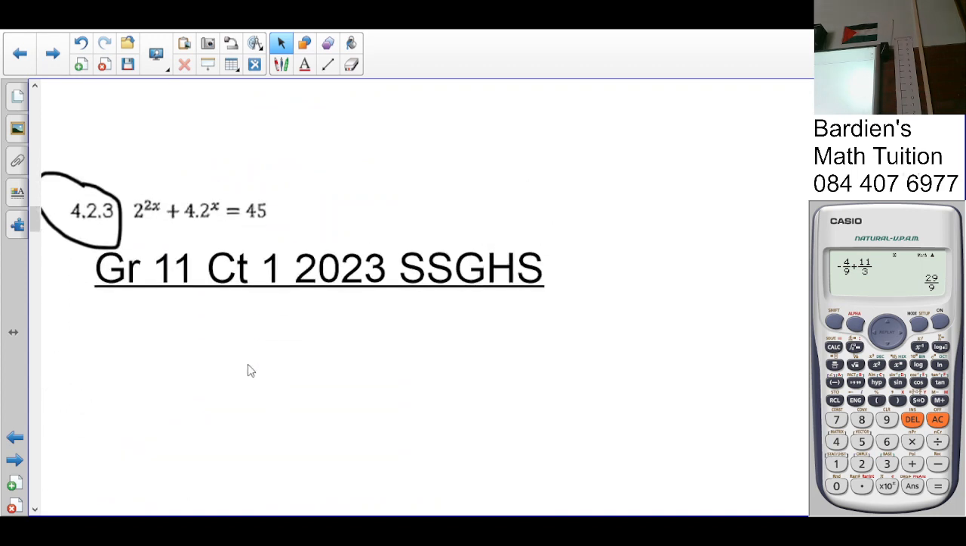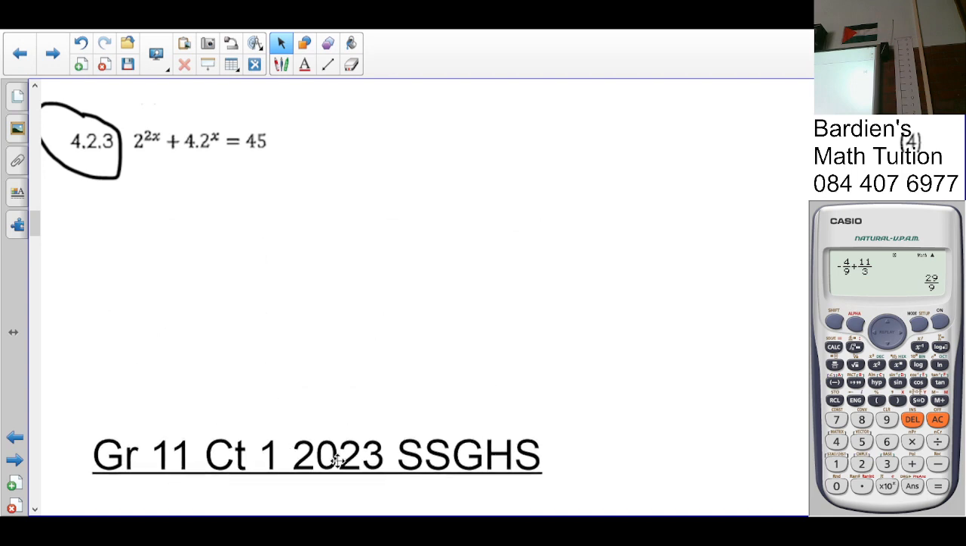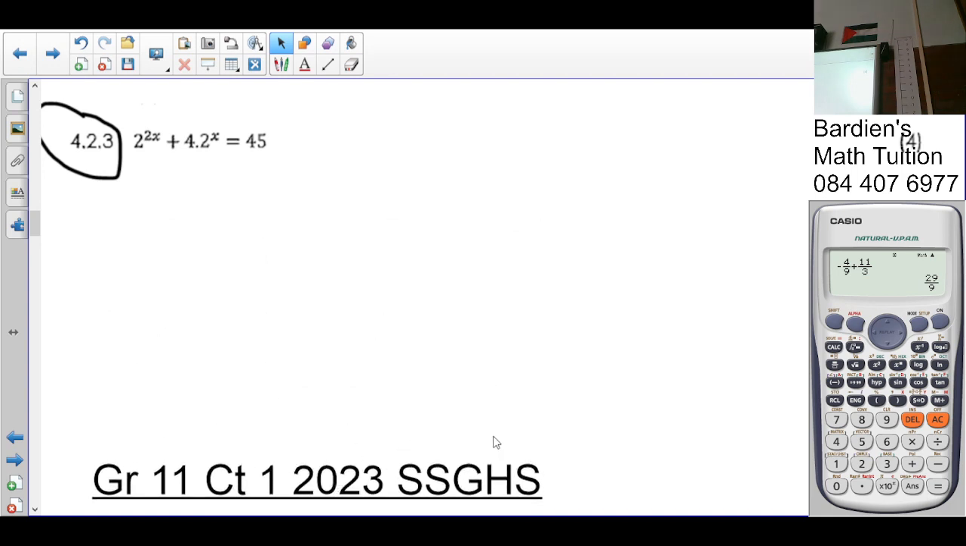You have a mistake in the sum, no? It was rewritten as 2 to the 2x plus 21 times 2 to the x.